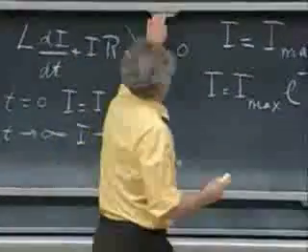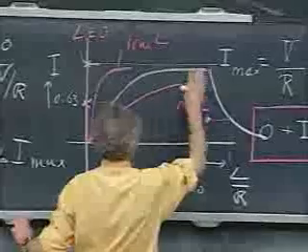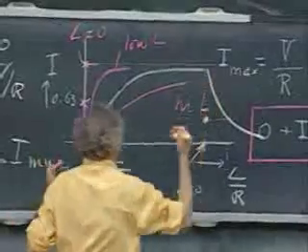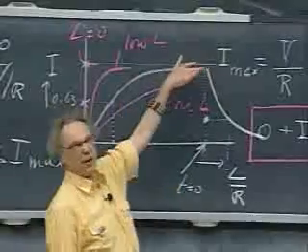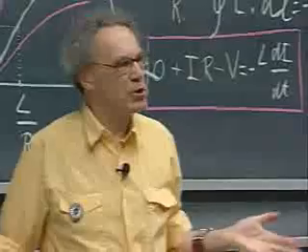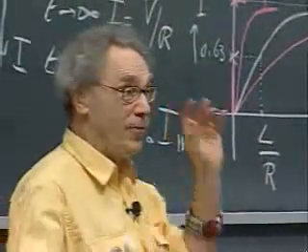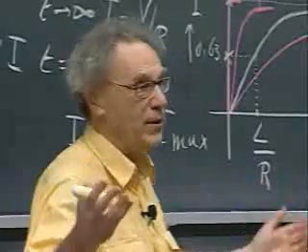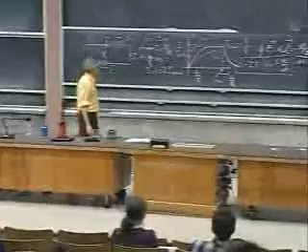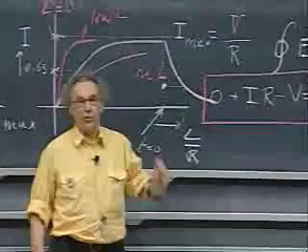When the current was running happily here with the battery in place, the current was, let's say, all the time I max. At least very close to that value, V over R. And so all the time there was heat produced in the resistor, I square R joules per second. Who was providing that energy? Well, of course, the battery. But now, when I take the battery out, there is still current running.